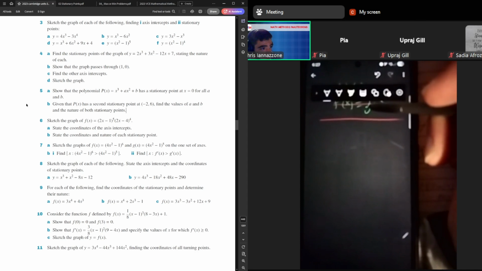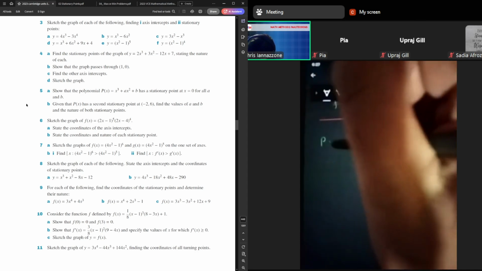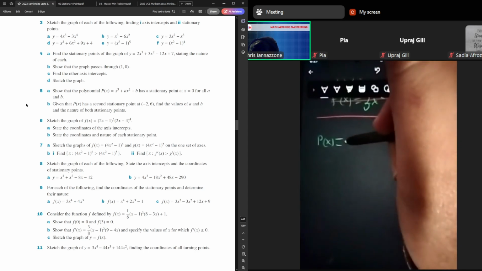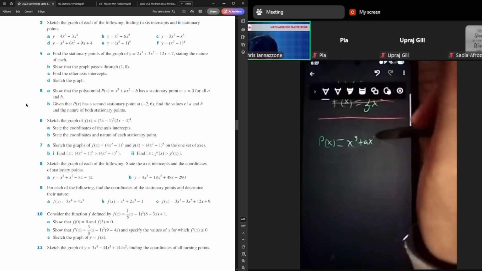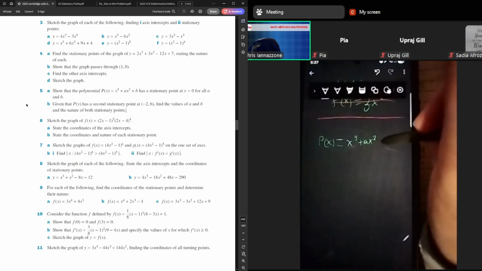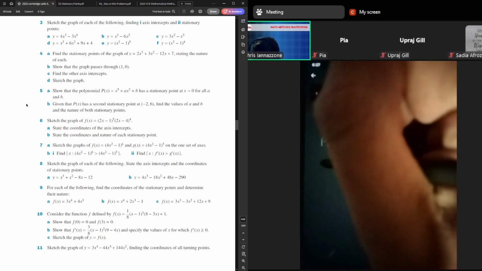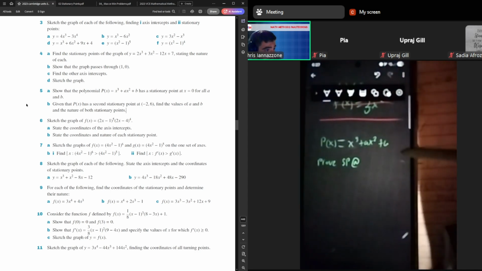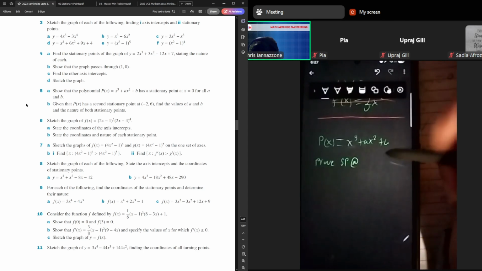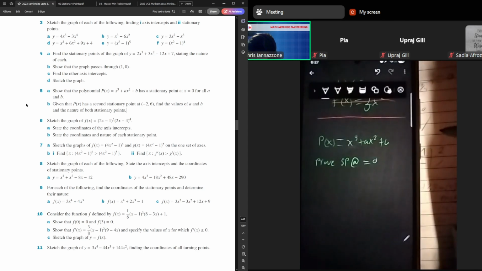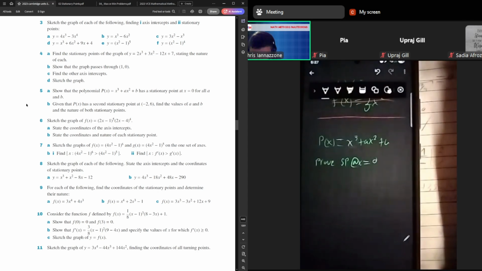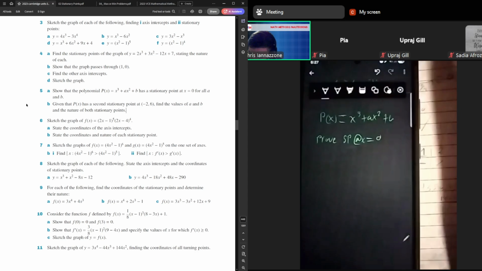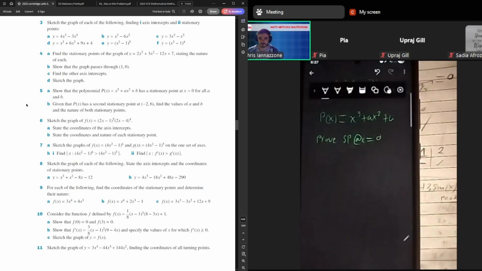So we have p of x is equal to x cubed plus ax squared plus b. We have to prove a stationary point at x equals 0. So a little bit different now that we're trying to prove that a stationary point appears at x equals 0, although the overall steps are going to be largely the same. So who can speed me through it?